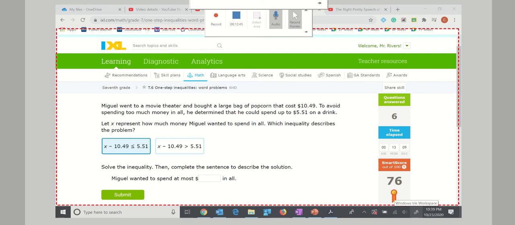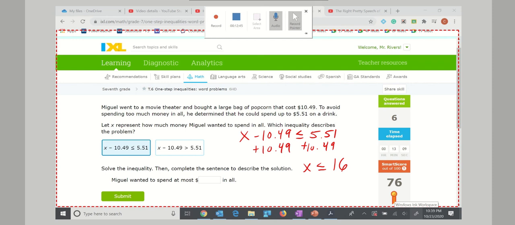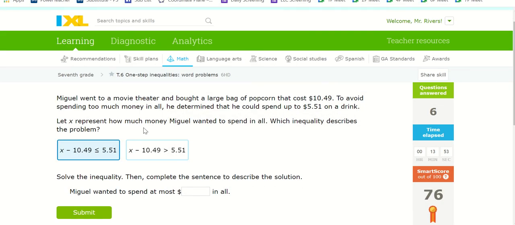So let's solve this. X minus 10.49 is less than or equal to 5.51. We add 10.49 to both sides, and you get X is less than or equal to 16. So in total, Miguel is going to spend less than or equal to $16, or you could say at most he's going to spend $16 in all.